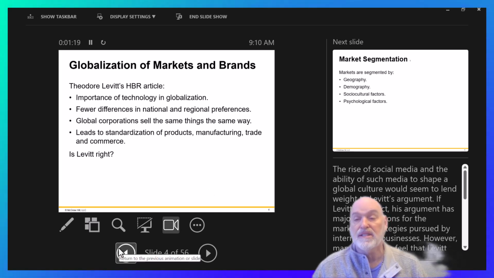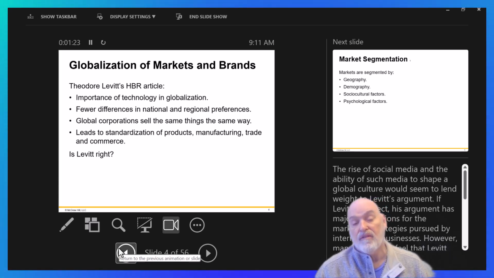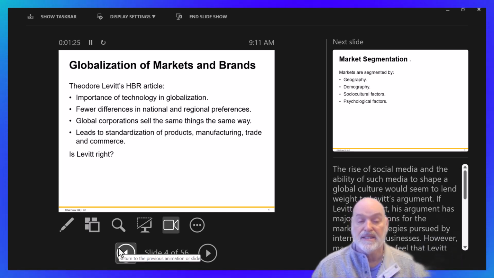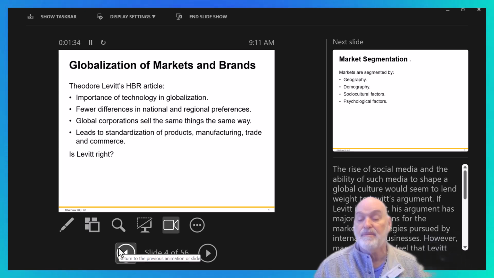Globalization of markets and brands. Theodore Levitt's Harvard Business Review article states that, given the importance of technology and globalization, there are fewer differences in national and regional preferences, and global corporations sell the same things the same way. It leads to standardization of products, manufacturing, trade, and commerce. But the question is, is Levitt right?